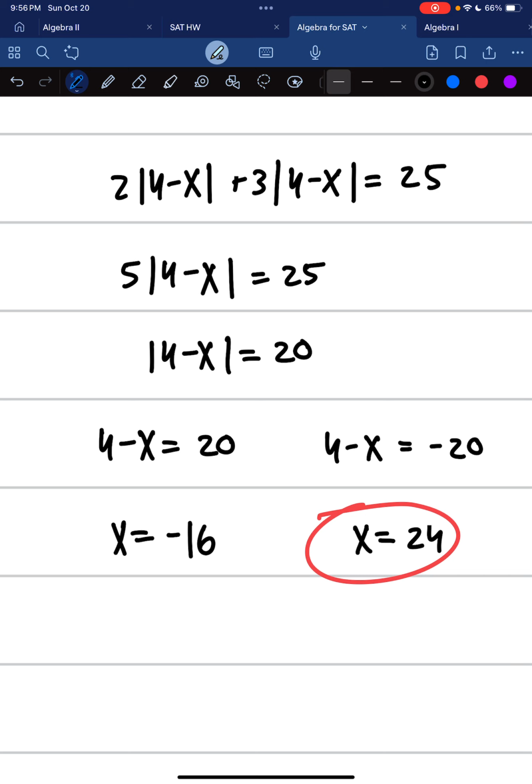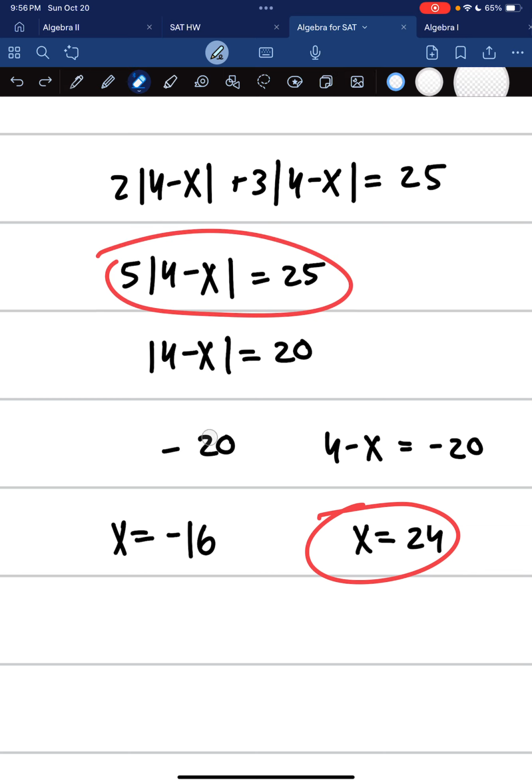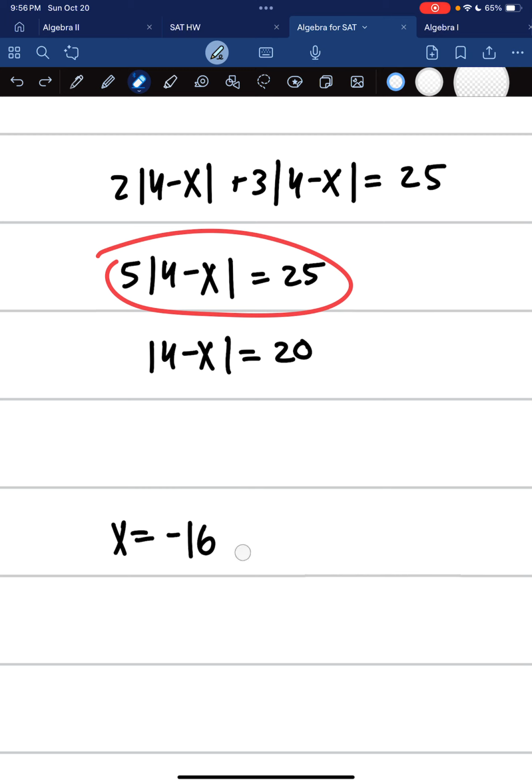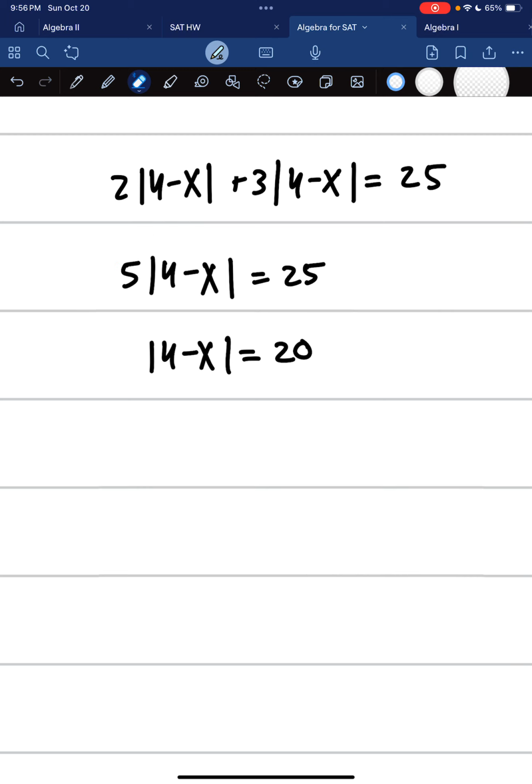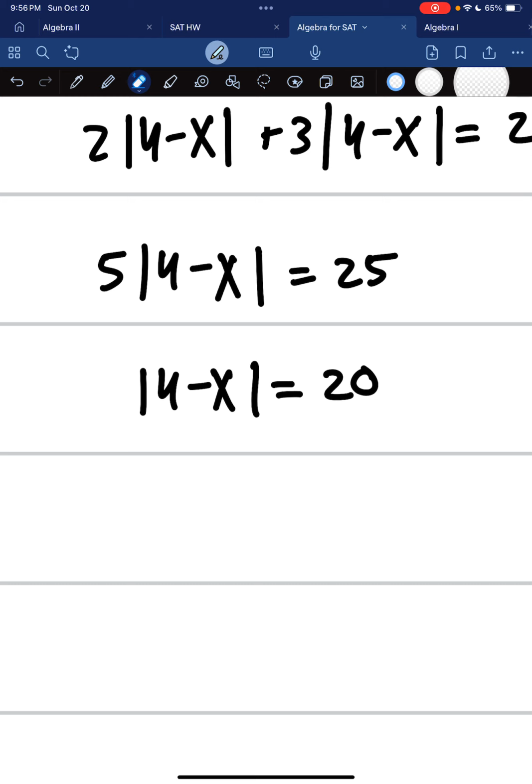Oh, it's right here. If we go back to when we were solving this, over here we had 5 times the absolute value of 4 minus x is equal to 25. When you divide both sides by 5, it should be 5 on the right side, right? So let's redo this here. We have 5 times the absolute value of 4 minus x is equal to 25. I'm going to divide both sides by 5, and this should be 5, not 20. So that's the importance of always checking your work.